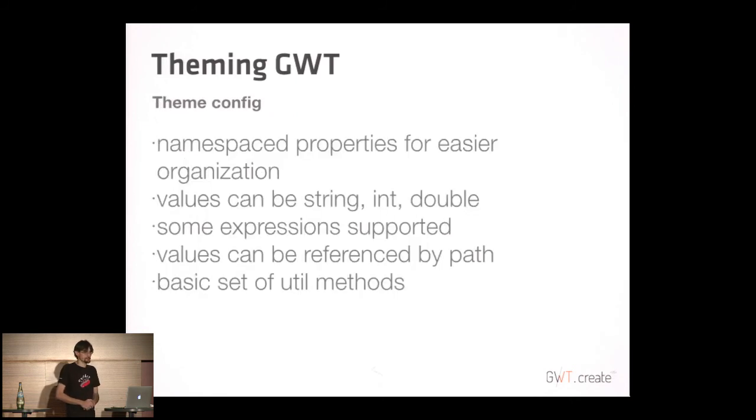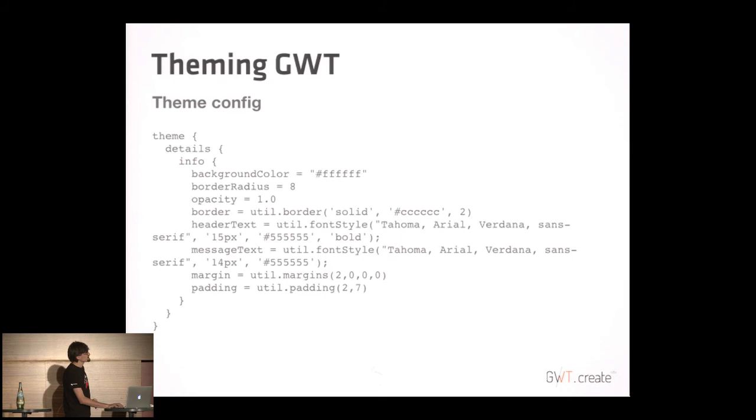And a basic set of util methods. So we noticed a few util methods there already: font style, border, padding, things that take several simple values and combine them into one larger object. But we don't want to take 10 lines to do any one of these. We'd rather just do it in one line with a few properties all strung together.